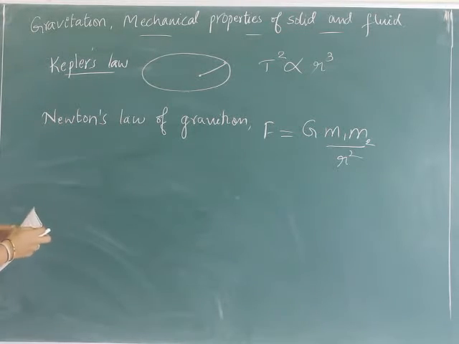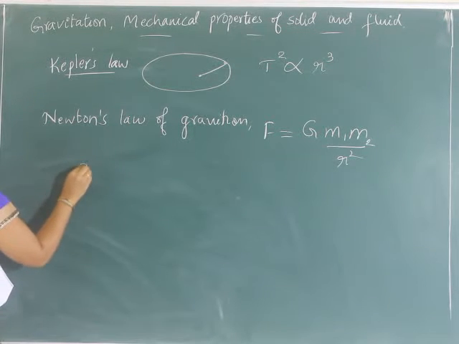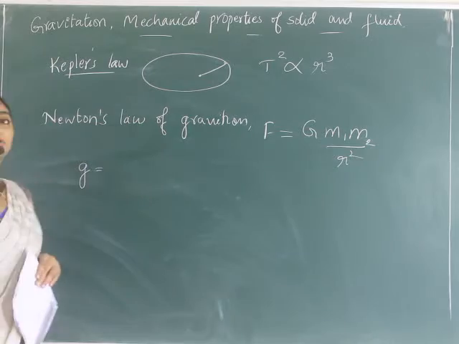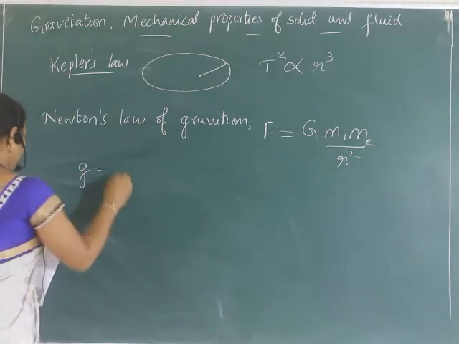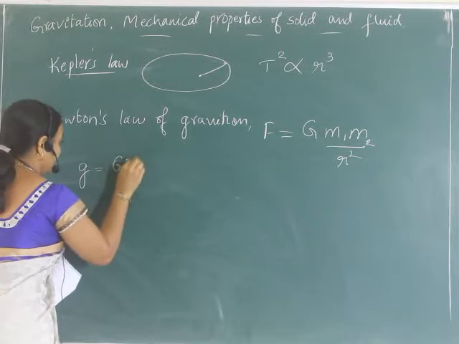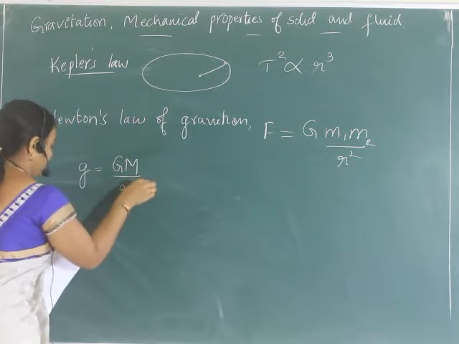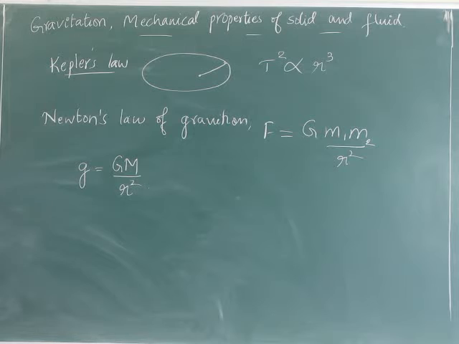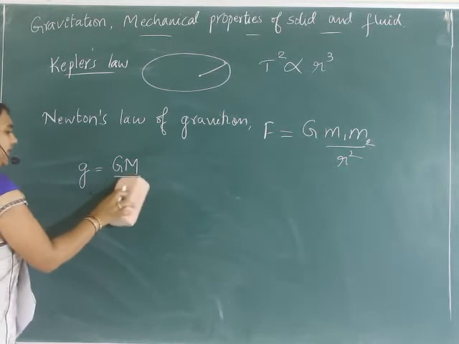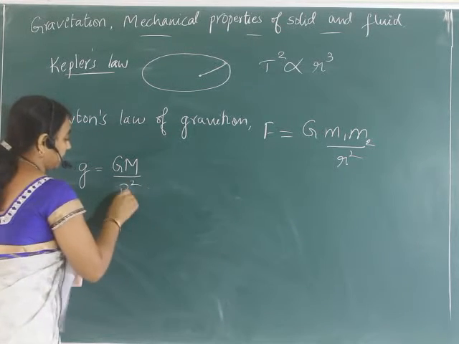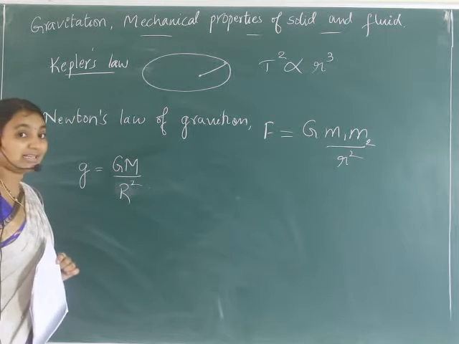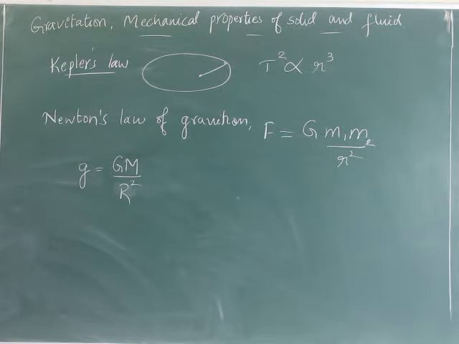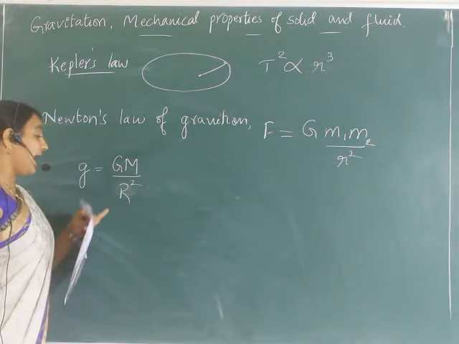The next concept we are moving to is the acceleration due to gravity. Expression of the acceleration due to gravity is g equal to GM by R square. Either you can write capital letter R or small letter r. I think you have gone through capital letter R. G is the universal constant, M is the mass of the earth, R is the radius of the earth. So, acceleration due to gravity, g is equal to GM by R square.